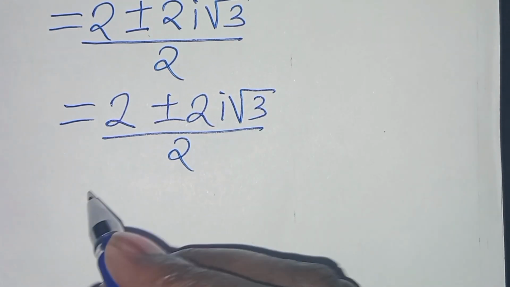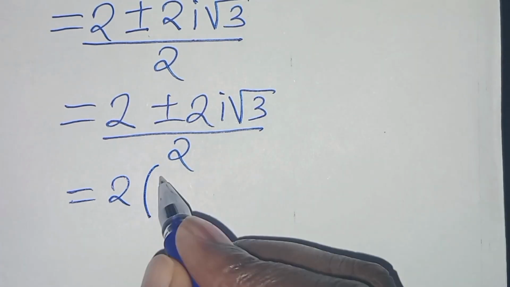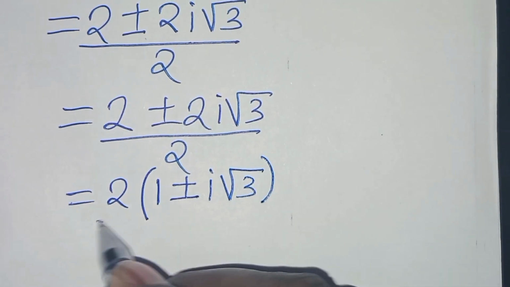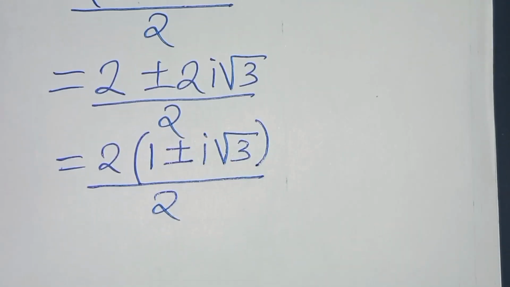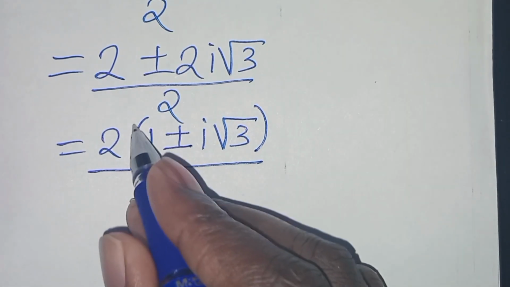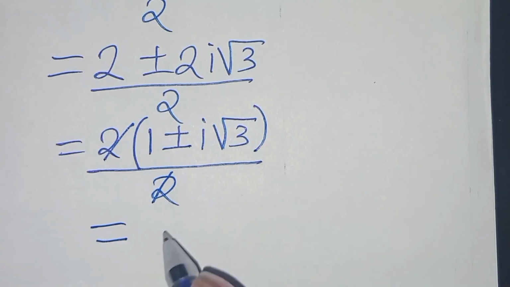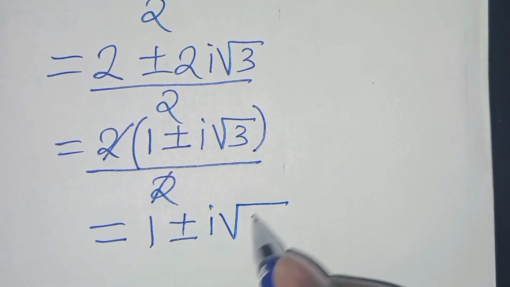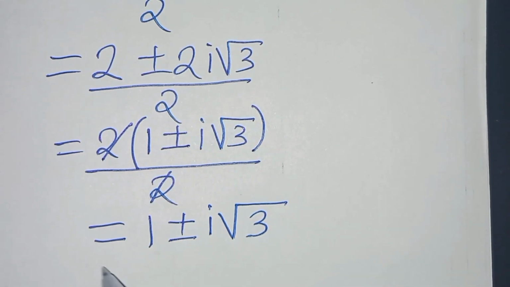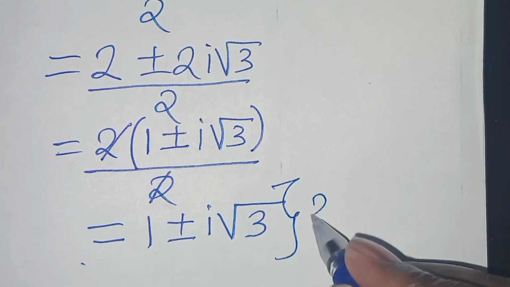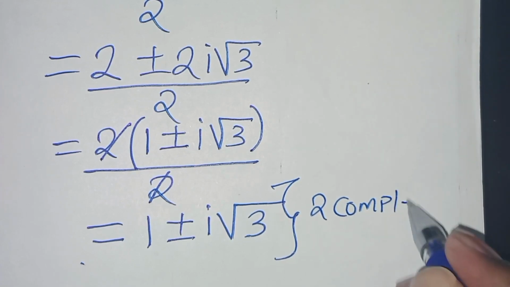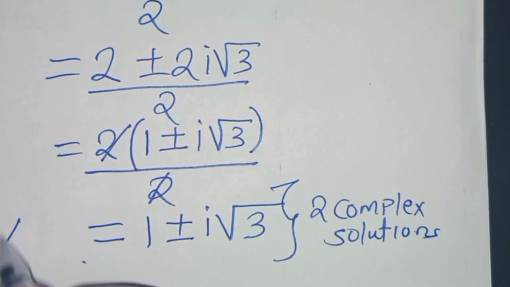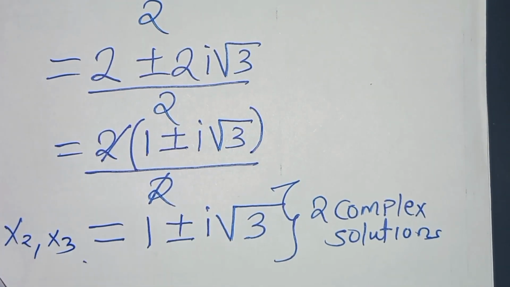Since 2 is common here, we can factor out 2 so that we have 1 plus or minus i square root of 3, all this divided by 2. Let's simplify here by 2 so that now we have 1 plus or minus i square root of 3. And these are two complex solutions for x2, x3.